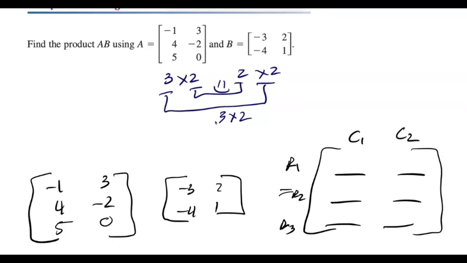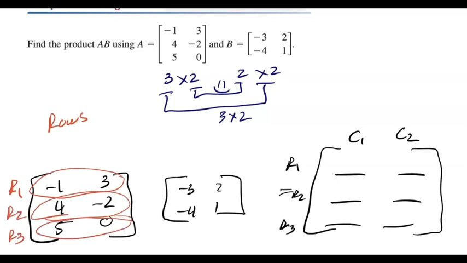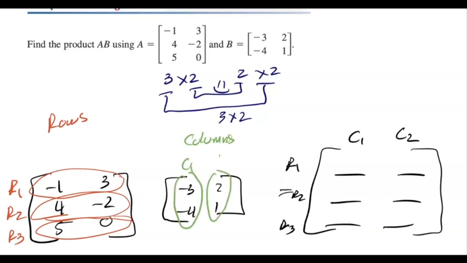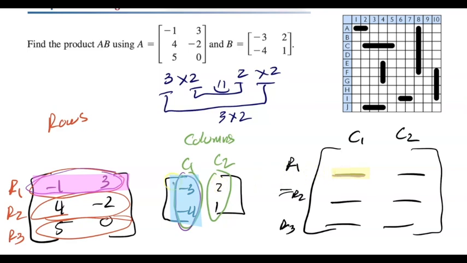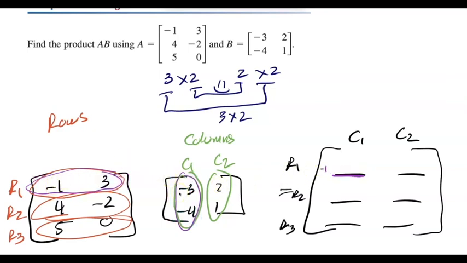The key is it's rows of the first. That's my first row. It's my second row. And my third row. Times columns of the second. My columns go up and down. Column 1, column 2. And really, it's just bingo or battleship. If I want to figure out what this one is right here, this entry is row 1, column 1. So we're going to multiply row 1 times column 1. Now the way it works is you multiply the first 2 entries, -1 times -3. And then you add it to multiply the next 2 entries, 3 times -4. We're going to get 3 minus 12, which is -9.